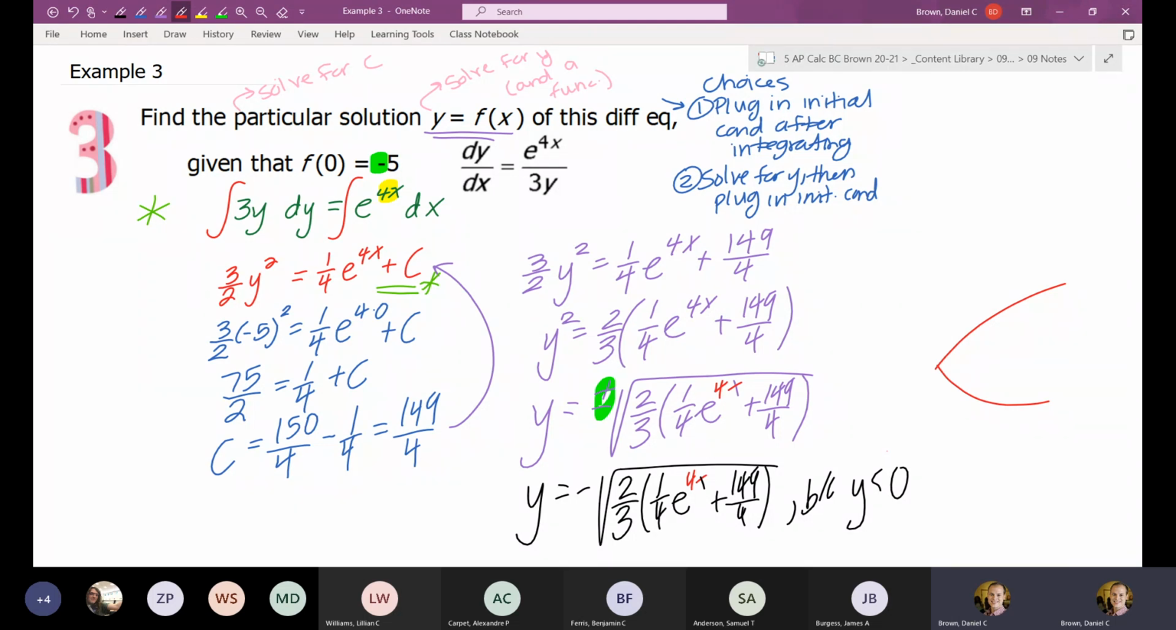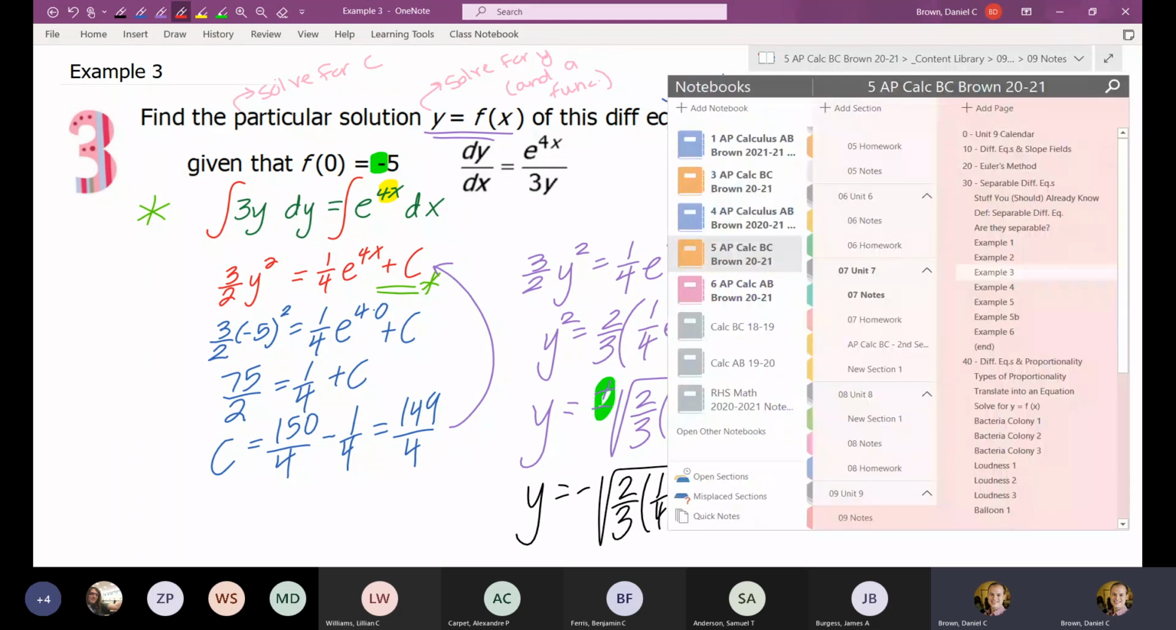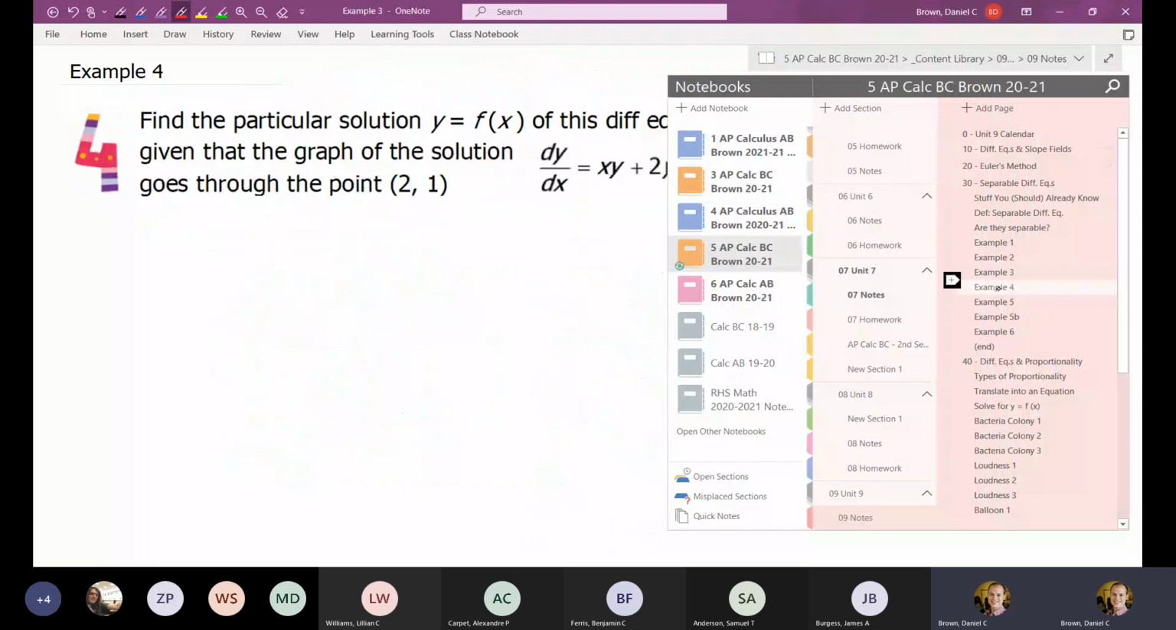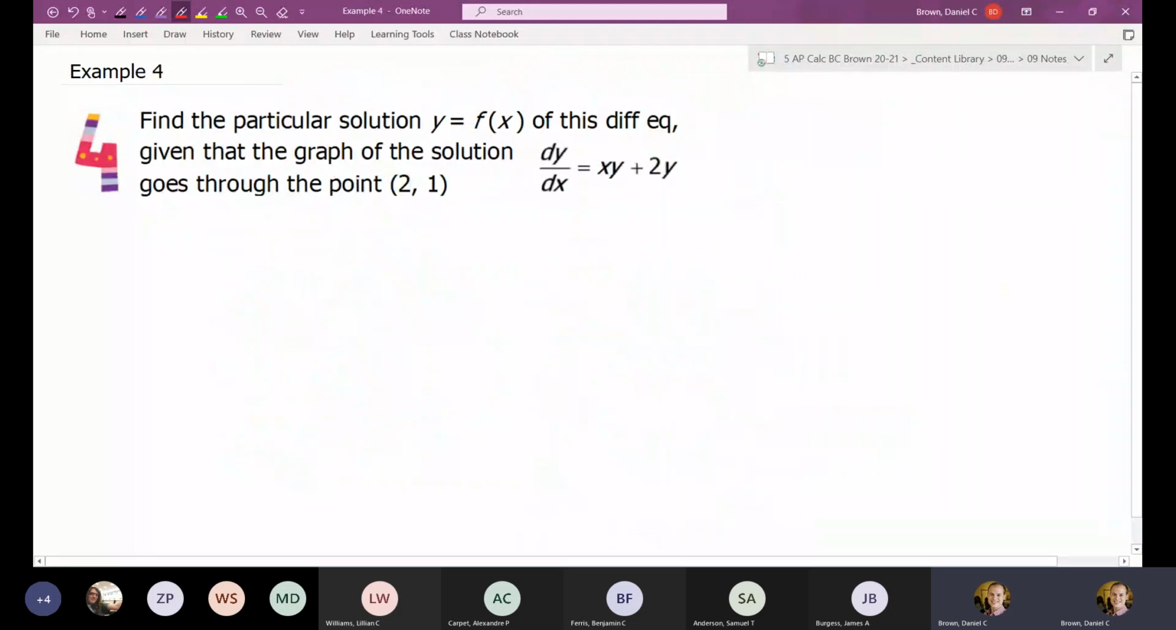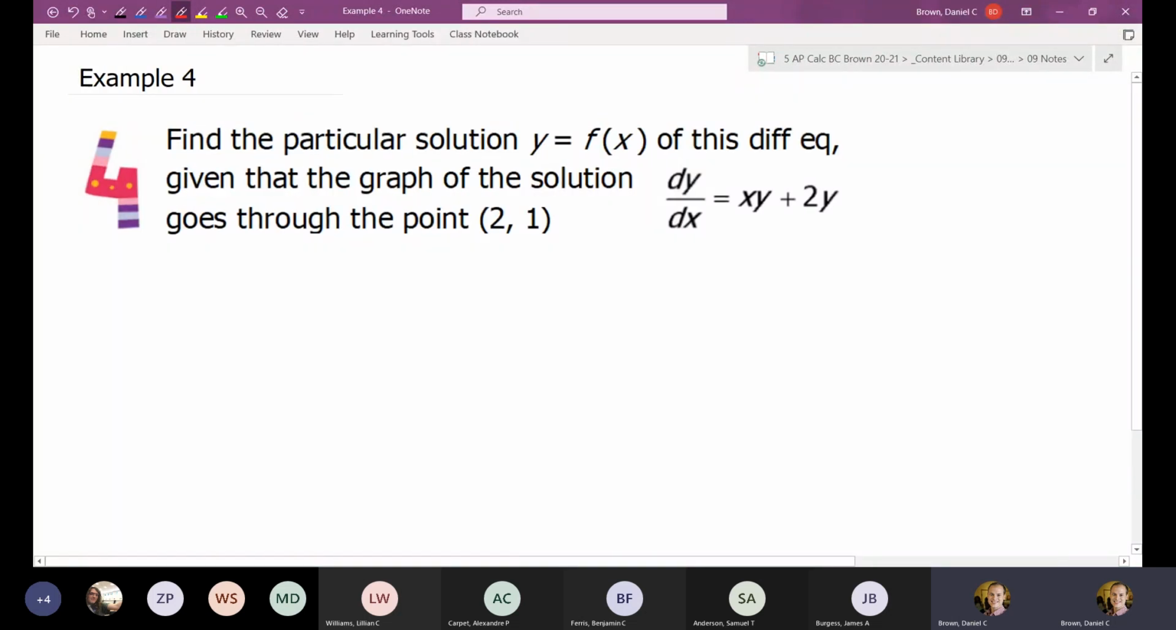And again, that does show up a lot where we have plus or minus and you're going to have to pick the plus or the minus. I'm going to skip example, no, I am going to do example 4. I'm going to skip example 5, but go ahead and try that one on your own for me.